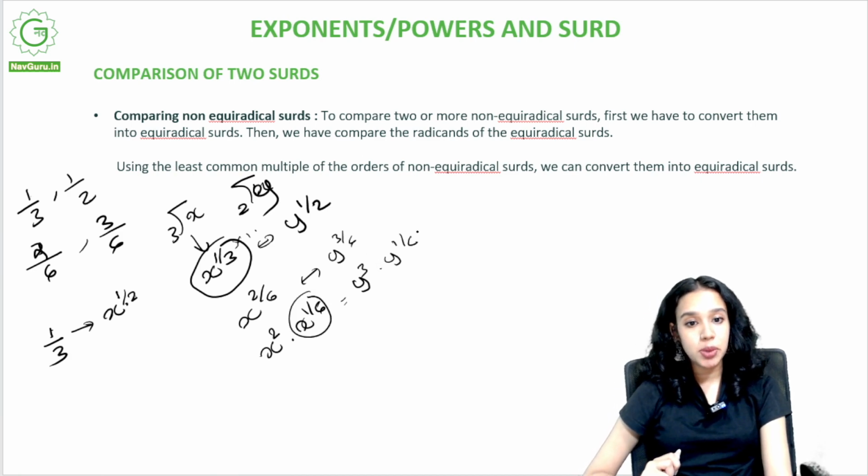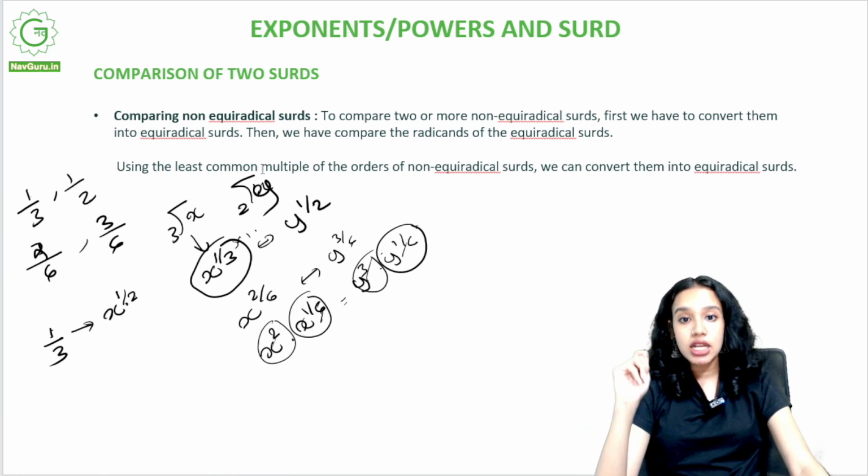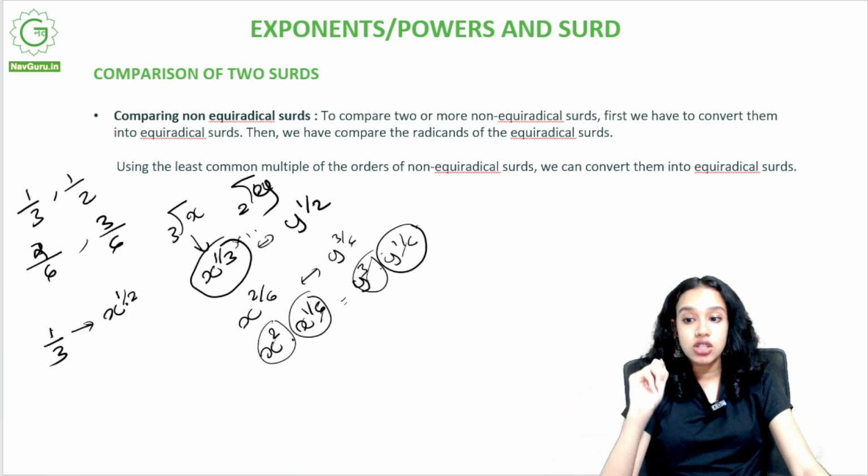So with 1 by 6 and 1 by 6 the same, we could compare square and cube, right? Cube is greater than square, and we could compare the numbers x and y raised to 1 by 6 with each other. Thus we could convert a non-equiradical surd into an equiradical surd and compare them with each other.